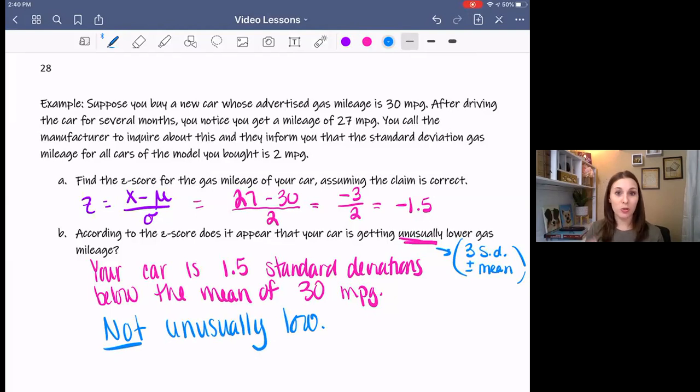So that's z-scores. That's how you compare variables. That's how you standardize variables.